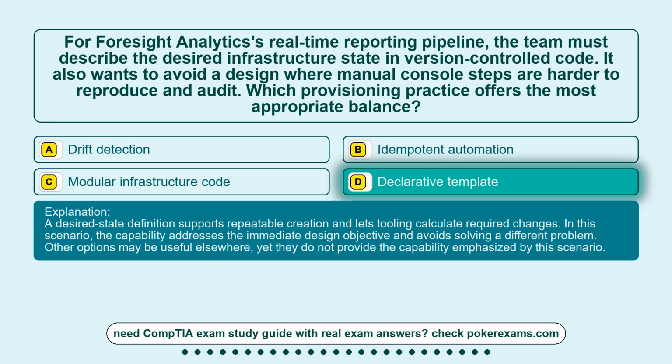A desired-state definition supports repeatable creation and lets tooling calculate required changes. In this scenario, the capability addresses the immediate design objective and avoids solving a different problem. Other options may be useful elsewhere, yet they do not provide the capability emphasized by this scenario.